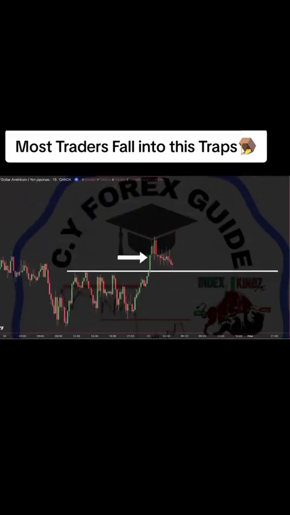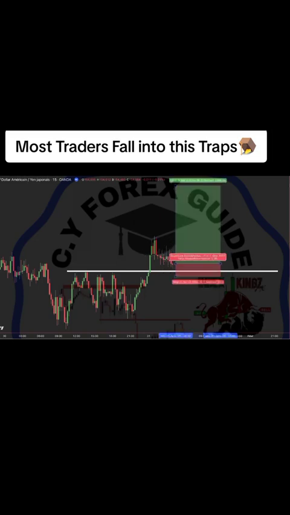When price breaks above a key resistance level and then pulls back to retest it as new support, a bullish pin bar can signal a strong rejection. A pin bar is a candlestick with a long lower wick and a small body, indicating that buyers are stepping in after the retest. Here's how to trade this setup correctly.